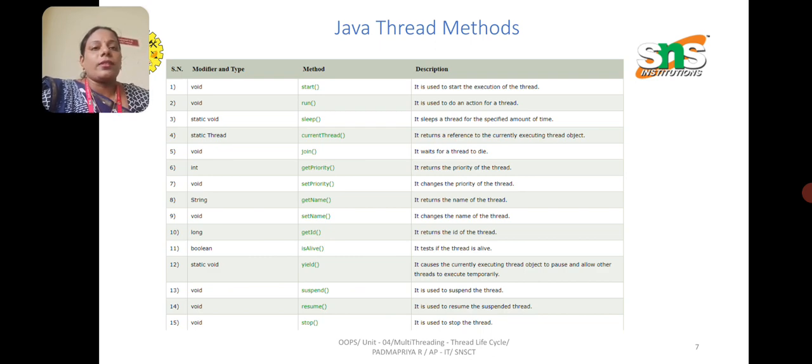Modifier and type is void. Under void there are two methods: start and run. Start is used to start the execution of the thread. Run is used to do an action for a thread. Static void, sleep. It sleeps a thread for the specified amount of time.